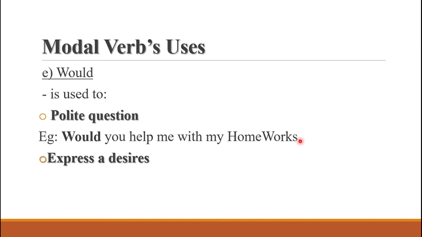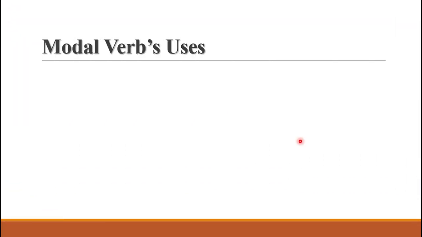We also use would to express a desire. For example, I would like to eat a cake. I'm expressing a desire. Estou a expressar um desejo. I would like to eat a cake. Okay? Let's go to the next one.